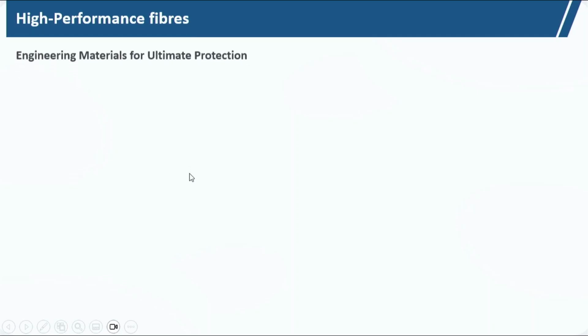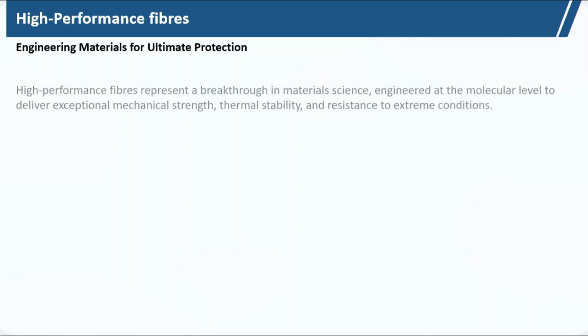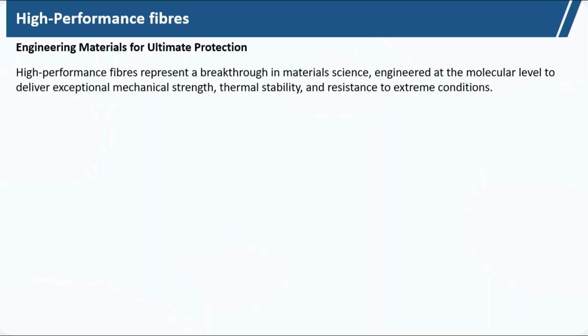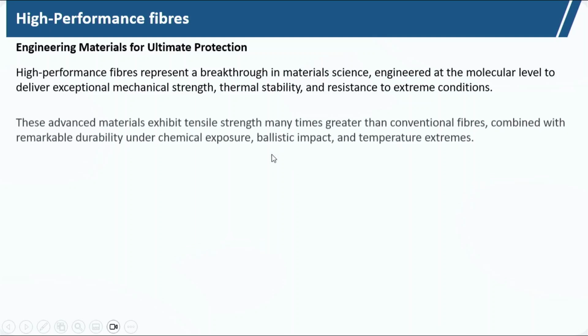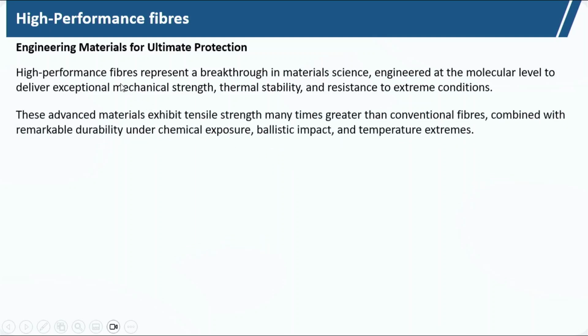Now, high performance fiber, if you see, is the engineered material used for ultimate protection. So, we have seen the commodity fibers typically and high performance fiber, engineered fibers for ultimate protection. You can see high performance fibers are basically advanced materials that exhibit high tensile strength, high temperature resistance, high flame resistance. So, they are impact resistant and highly resistant to chemical exposure or gaseous exposure. So, this type of extreme condition.